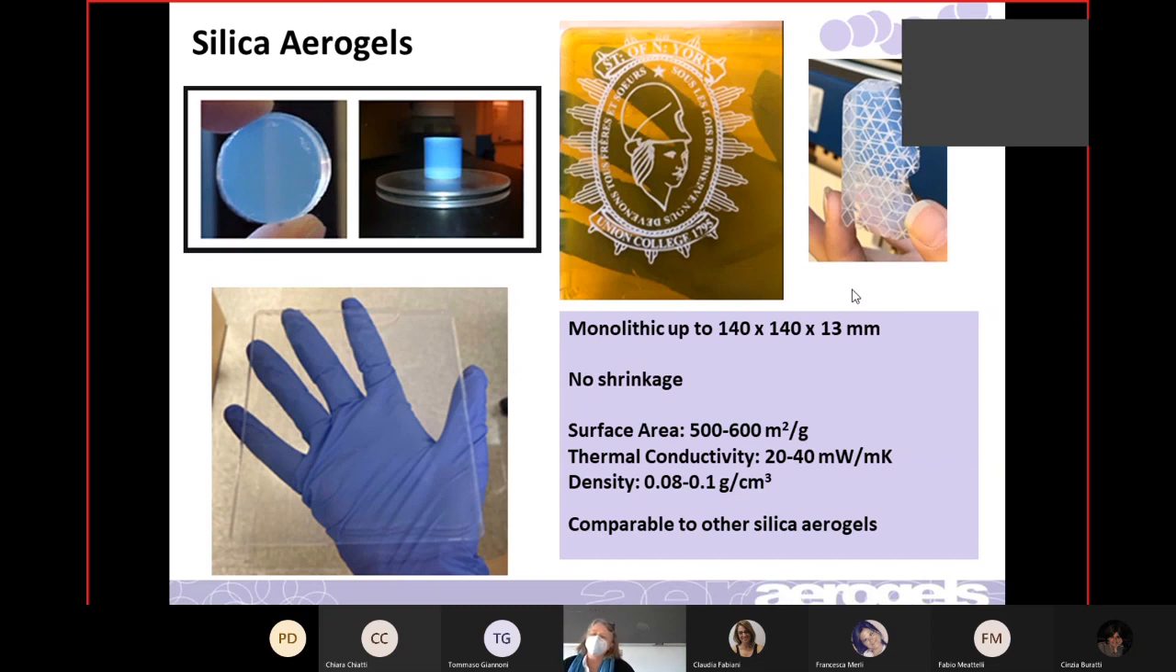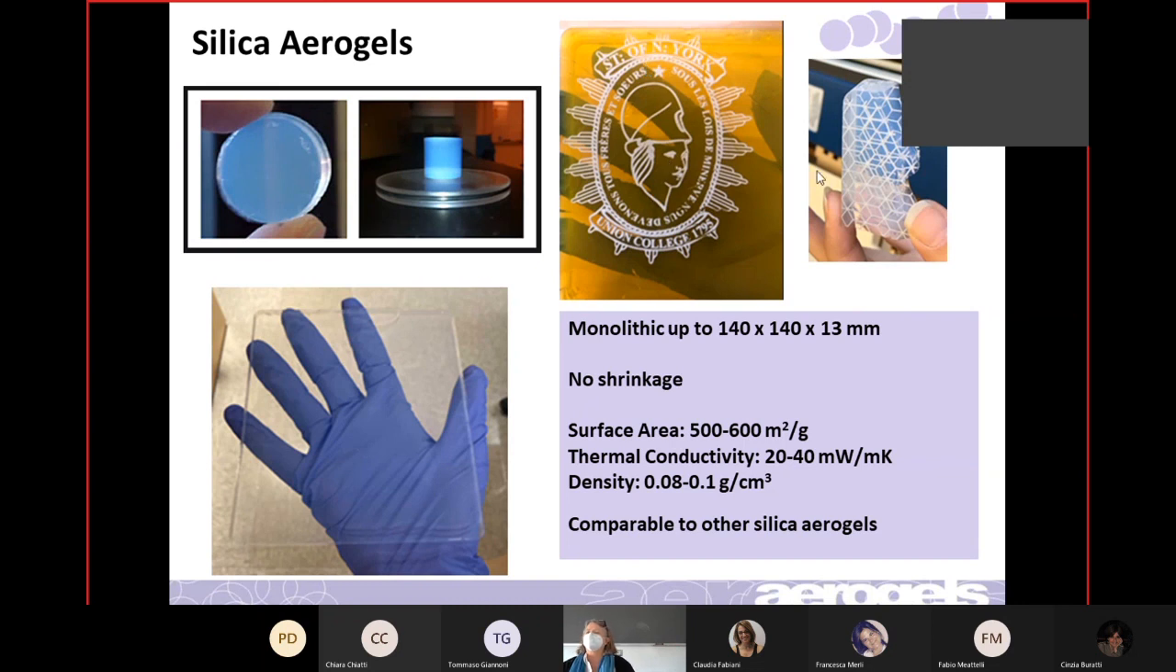And we have good thermal conductivity, good density, and good surface area. And then I'll be talking about some of the aesthetics of these aerogels. We do use laser etching to make patterns on them. It's really cool. I'm talking about that in a few weeks.